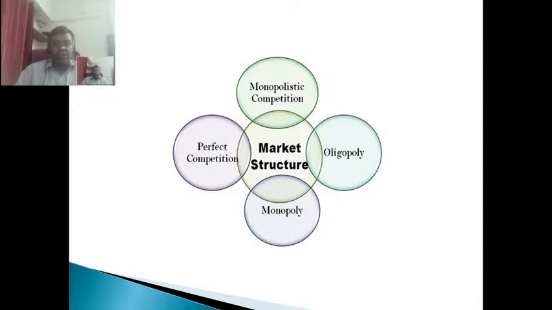Then monopoly is complete monopoly. Complete monopoly means there is only one provider. For example, railway. In railway, even today, government has a monopoly. There is no other entity who can start a railway line. Though the government has a different approach towards railway, they consider it a social service, still this is an example of monopoly where only one entity handles the entire market.